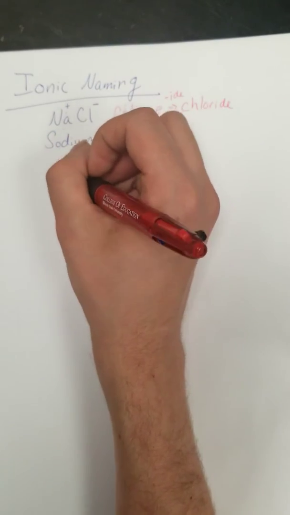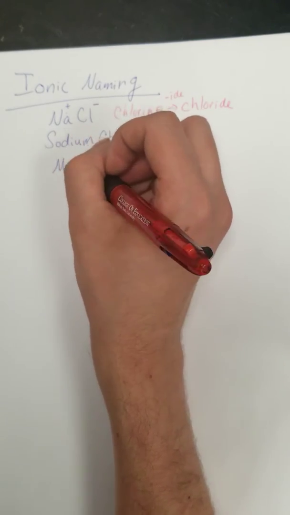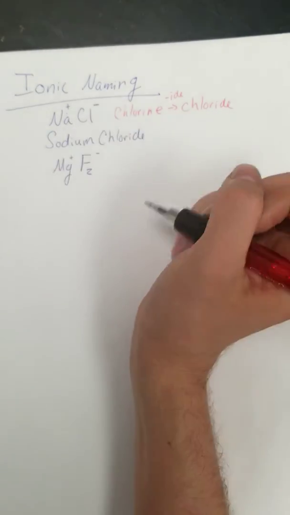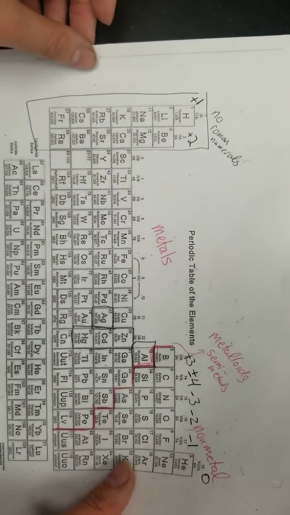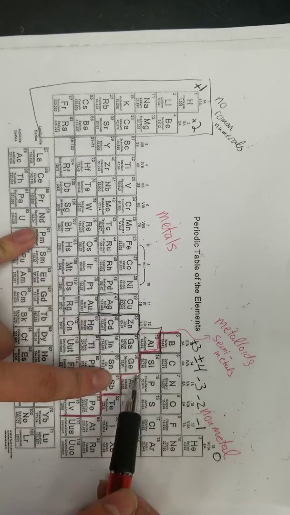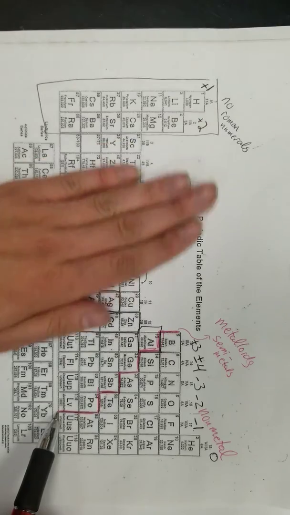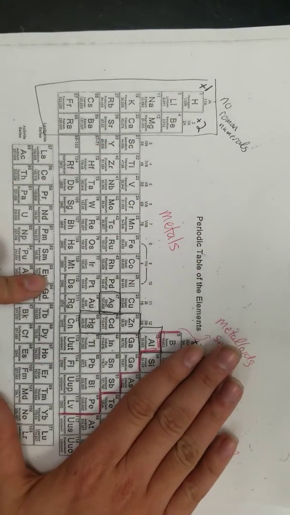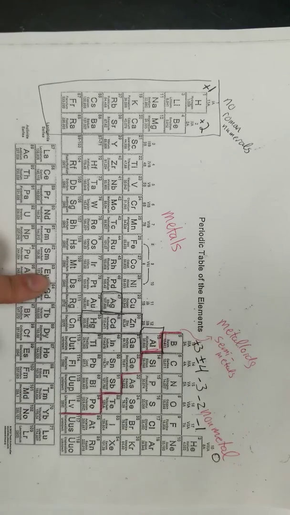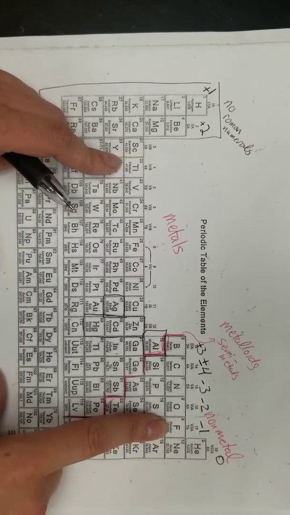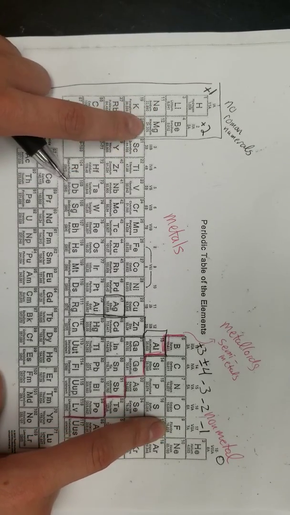Another example of that would be MgF2. So Mg is positive, F is negative, and you can tell that by looking at the periodic table. When you look at your periodic table, remember anything on this stair line, everything to the left of it, is going to be a metal. So everything over here is going to be positive. Everything over here is going to be negative, or tends to be negative. So fluorine is a negative charge. Magnesium is a positive charge.